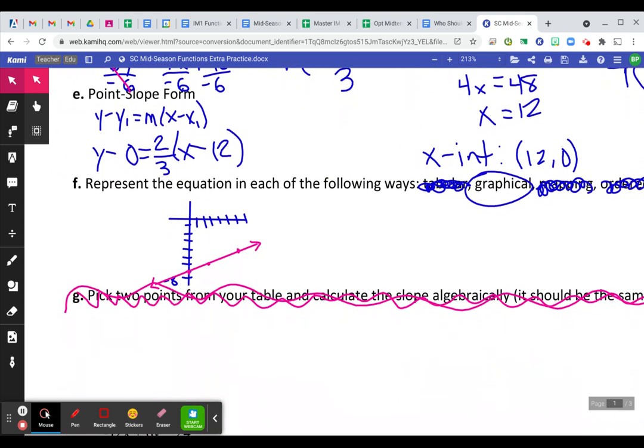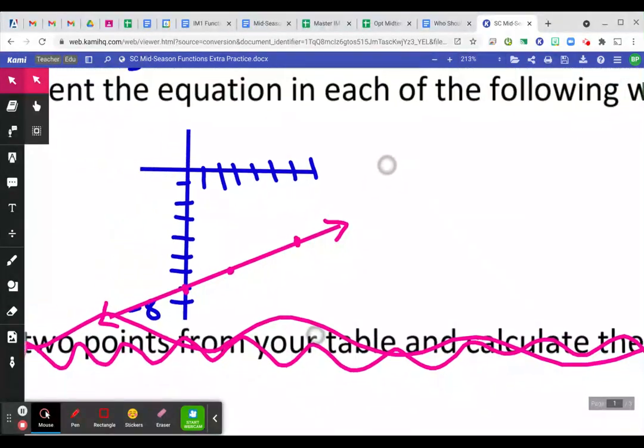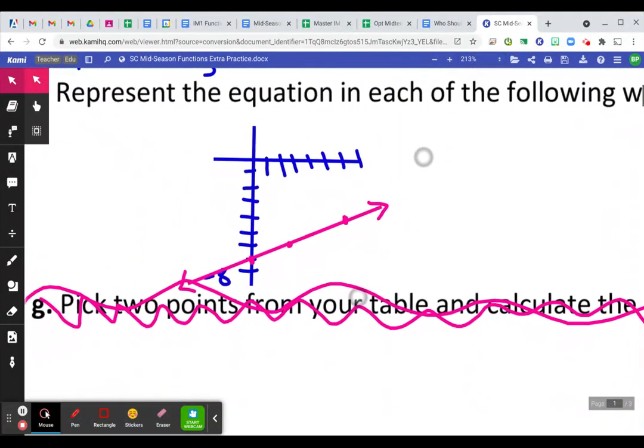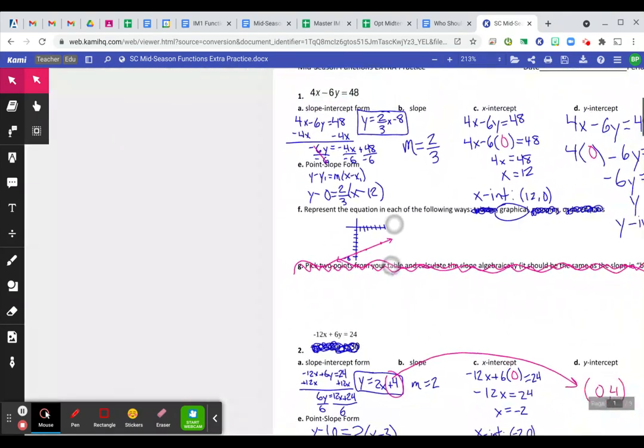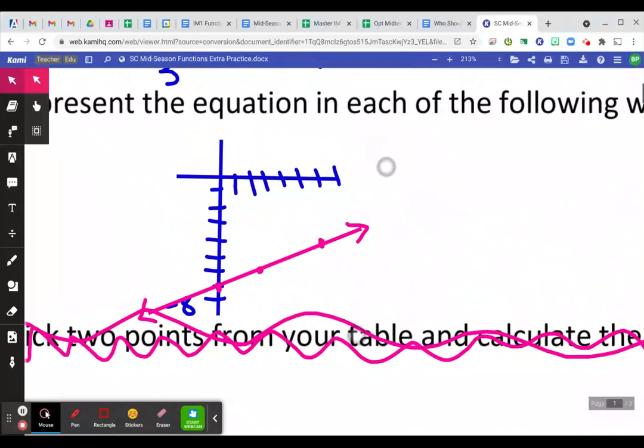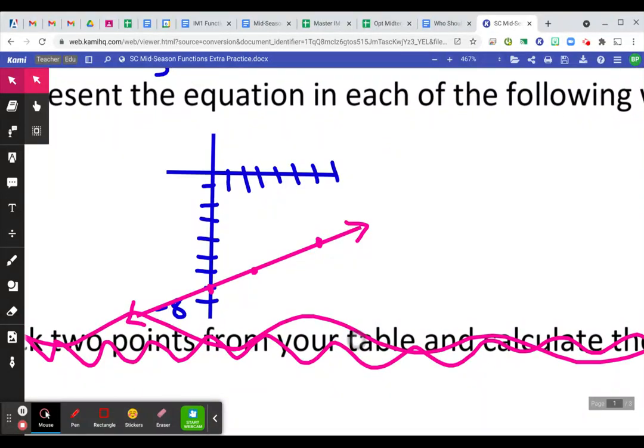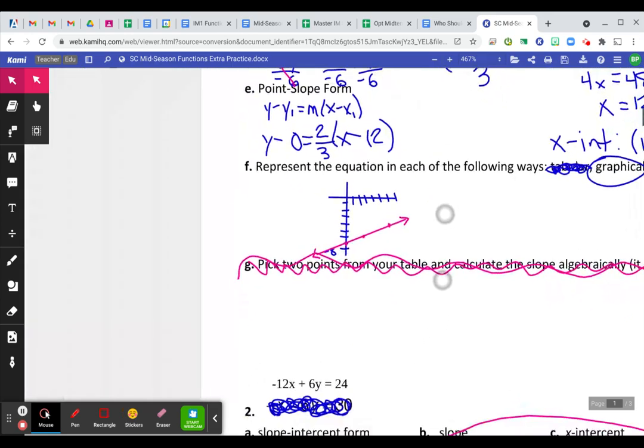For F, all we were looking for was just to show it graphically. I would encourage you to make sure that you can draw this. If you go Desmos, it's fine. But you would start with that y-intercept of negative 8. And with your slope of 2/3, all I did was I rose 2 and ran 3. Rose 2 and ran 3. And then just connected the dots, and I had my line there.